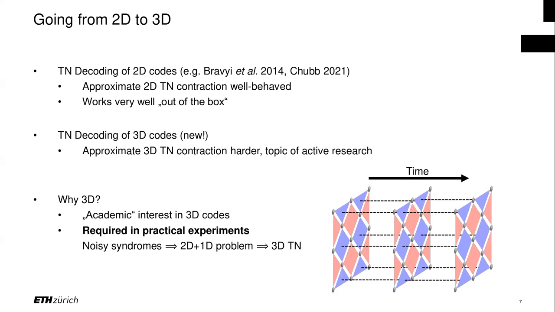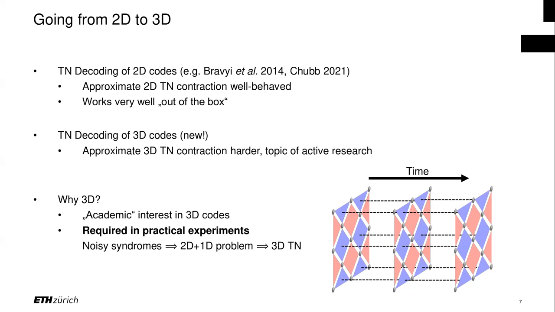Right. So, why should we go to 3D? First of all, we might be interested in looking at 3D codes. And the reason that's maybe even more important is that when you actually do error correction experiments in practice, the syndrome extraction circuits themselves are noisy, which means you can't trust the syndromes you get out of your system. The way people typically deal with that for these topological codes is to repeat the syndrome measurement many, many rounds, typically on the order of d, which means the actual decoding problem you end up with under these realistic noise models is not 2D but 2D plus 1D. So the actual tensor network you get from this problem is going to be three-dimensional.